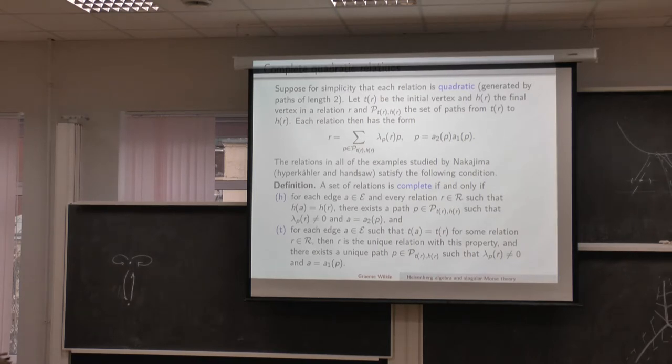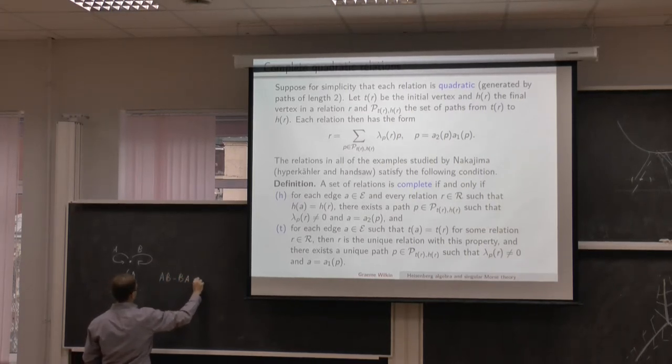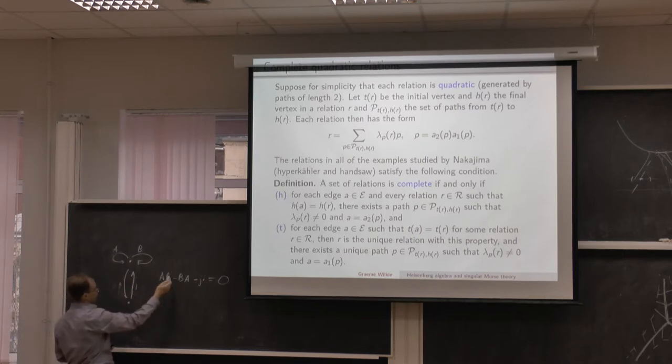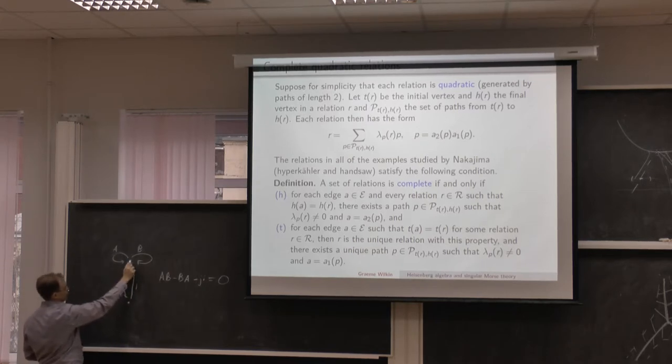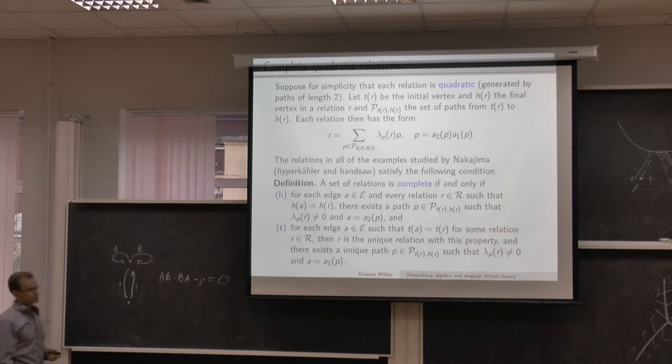So each relation, in this case, AB minus BA minus JI equals 0. This is the one relation in this quiver. So for each edge going into the head of the relation, so that the relation always takes something here and maps it back to this vector space again. For each edge going into this vertex, that must appear in the first term in this relation. So you can see here A, B, and J all appear at the front of this relation.